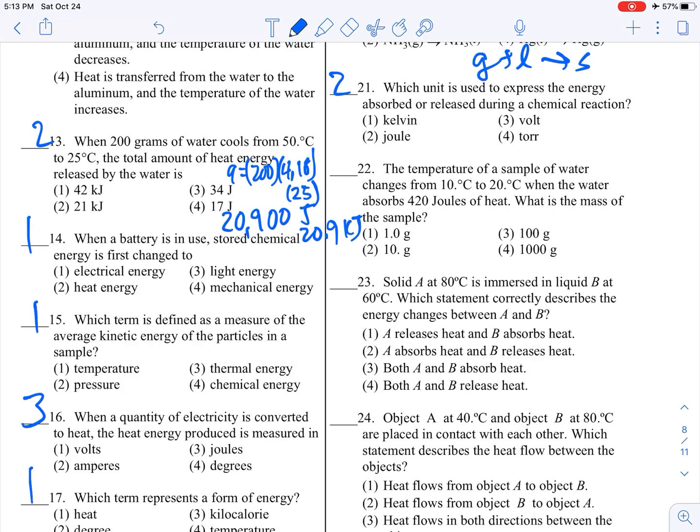Okay, I read the question so fast, but I know it's Q equals mC delta T, and we're looking for mass. 420 equals m times, it's water, so 4.18, times T final minus T initial, so 10. So 4.18 times 10 is 41.8 times mass. Divide 420 by 41.8, and you get 10 point blah, blah, blah. So there's that. Solid A is at 80, immersed in liquid B at 60. How is the heat going to change? Hot to cold, so solid A is going to give off heat. B will absorb heat. Choice 1.